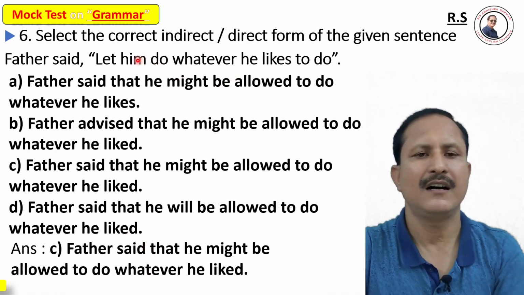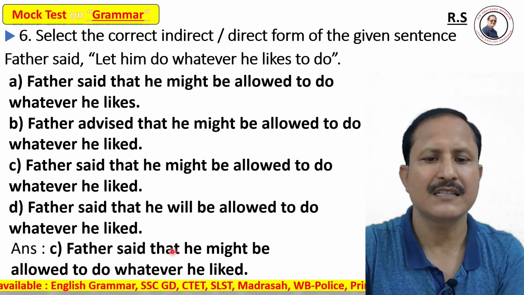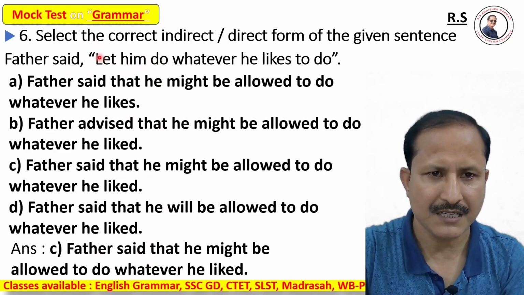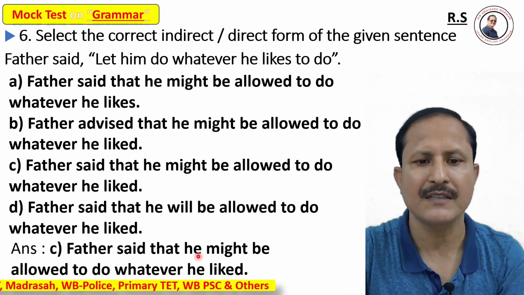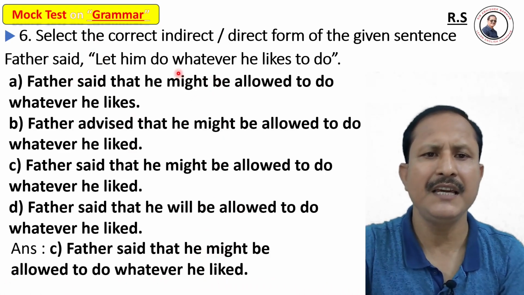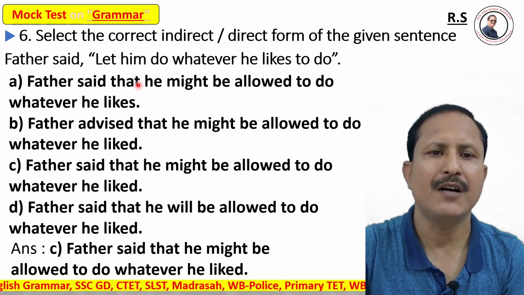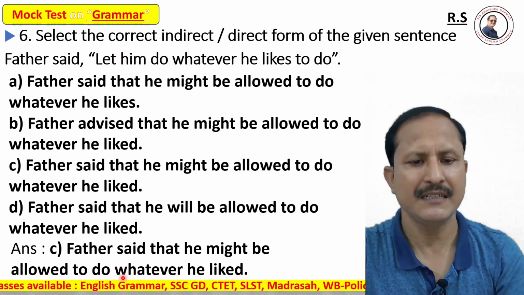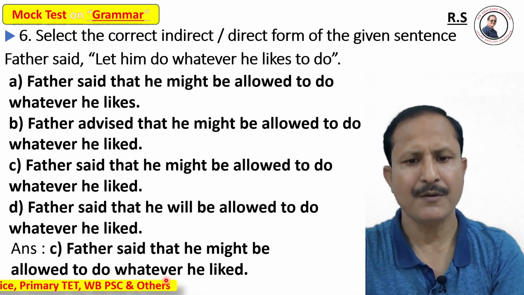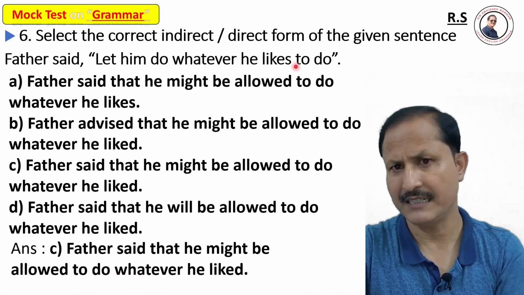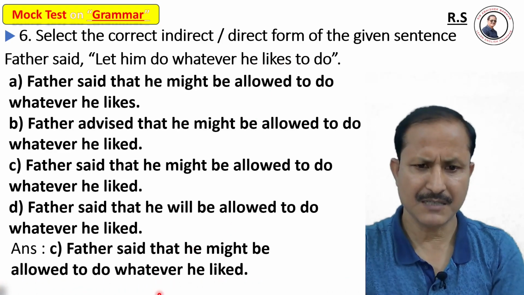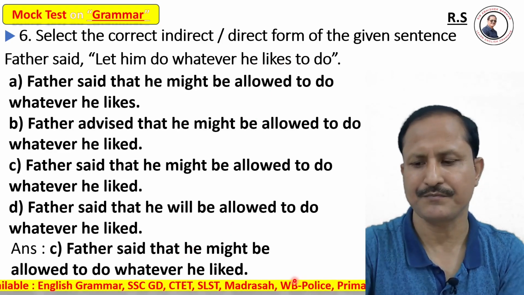Here, this is an imperative sentence. "Father said" would be followed by "that", replacing the inverted commas. Then "he might be allowed". "Let" should be transformed to "might be allowed to", and then the present form of the verb. In the next part, whatever, the present should be changed into past form. "Likes" transforms into "liked". So this is the right one.